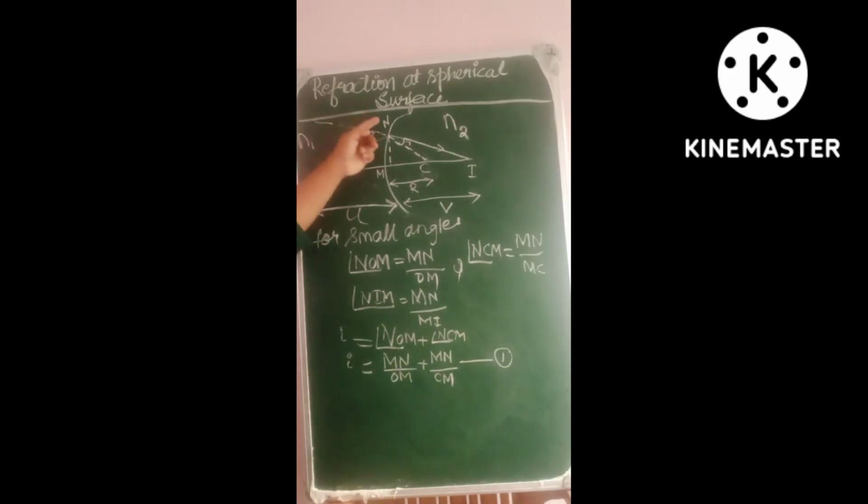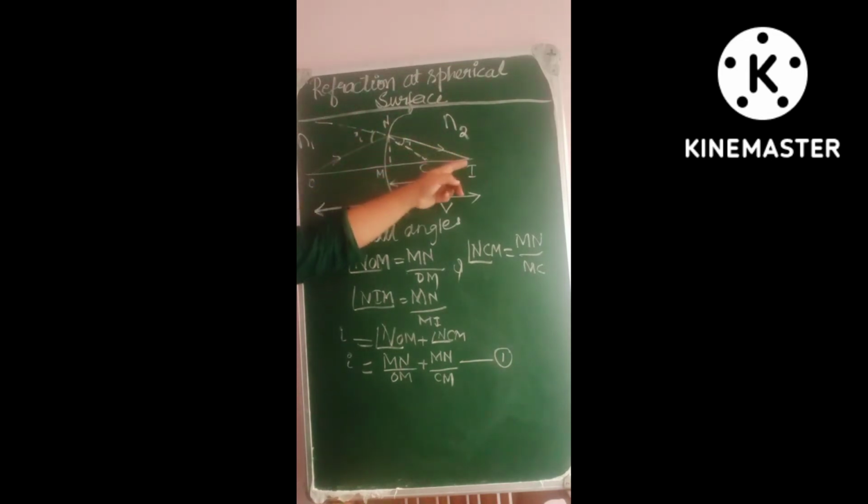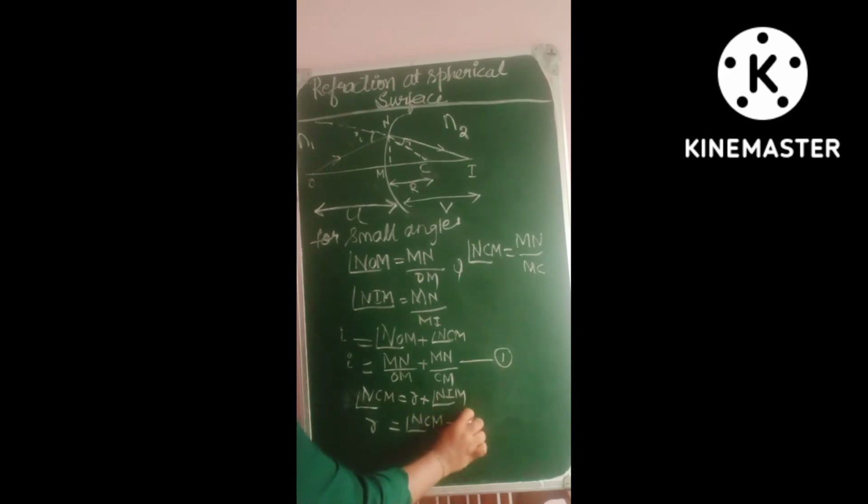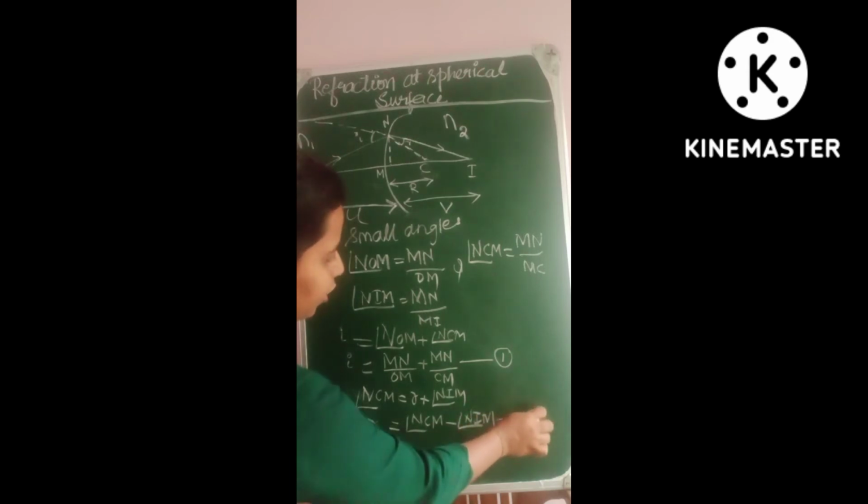Similarly, in this triangle NIM, angle NCM is equal to angle R plus angle NIM. Or from this, the value of R is equal to angle NCM minus angle NIM. Take this to the other side, it becomes negative. Take this as equation number 2.